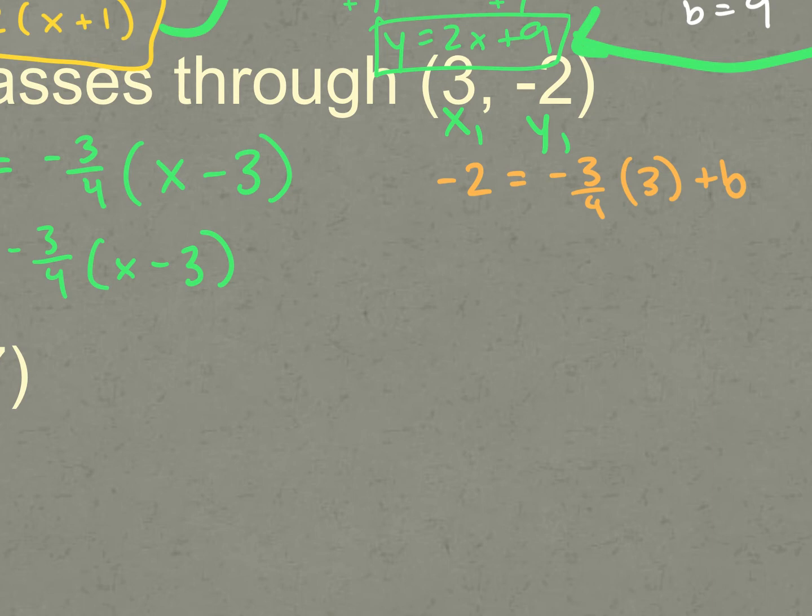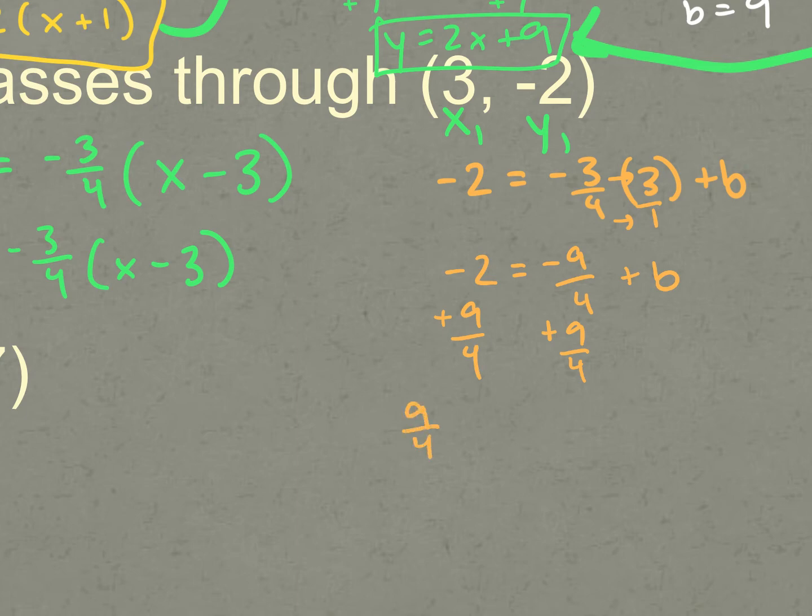What should I do next? Multiply. So what is negative 3 over 4 times 3? Negative 9 over 4. Awesome. When multiplying fractions, multiply the tops together, multiply the bottoms together. So negative 9 over 4. What do I need to do next? Add the 9 over 4 to the other side.